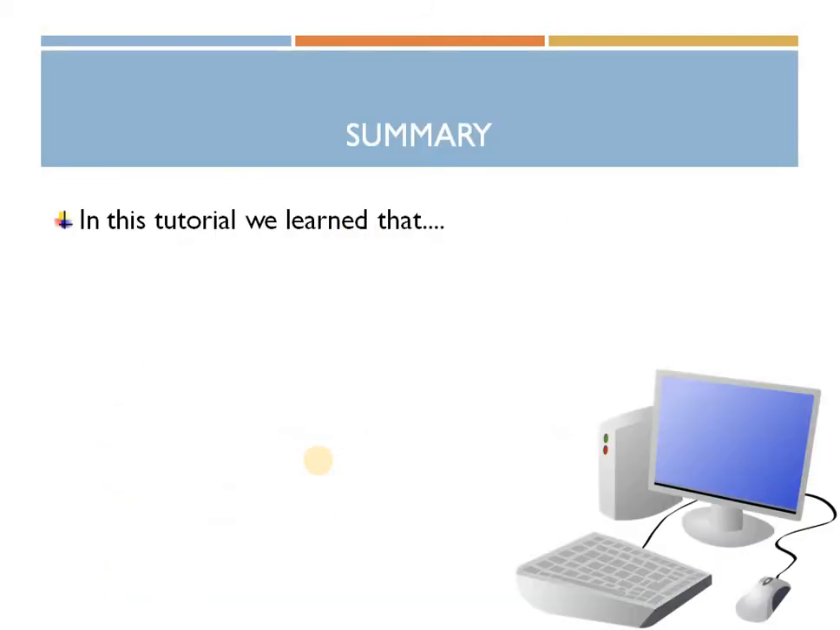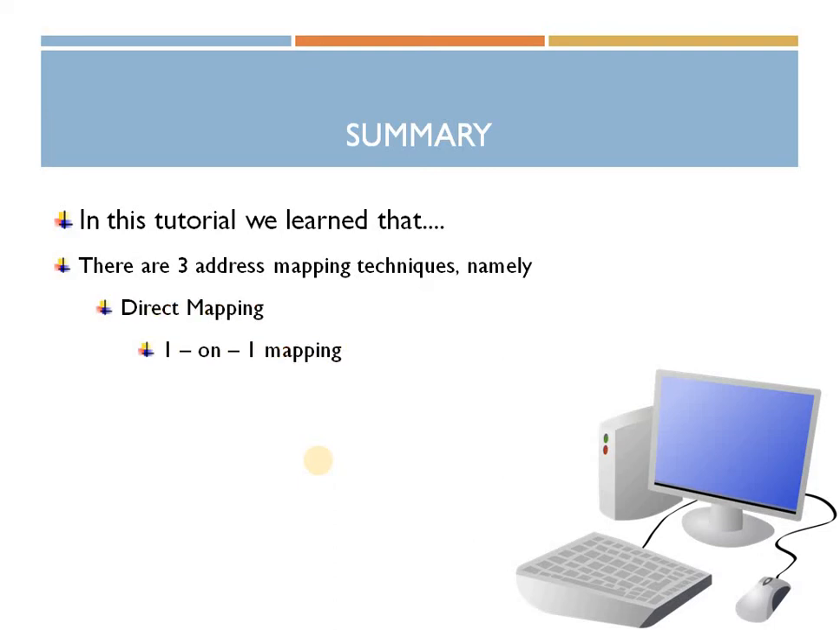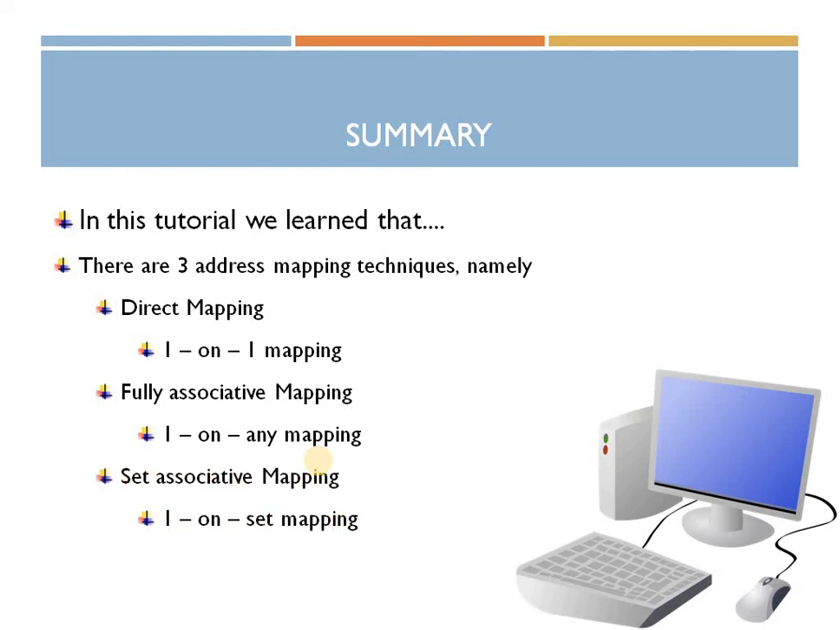To summarize, in this tutorial we learned that there are 3 address mapping techniques. Direct mapping does a one-on-one mapping, that is, one block of main memory is mapped with one line of cache memory. Second is fully associative mapping, wherein one block of main memory is mapped to any line of the cache memory. The third is set associative mapping, wherein one block of main memory is mapped with a set of lines inside my cache memory.